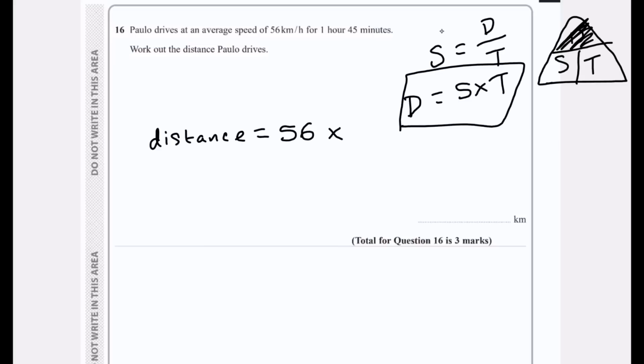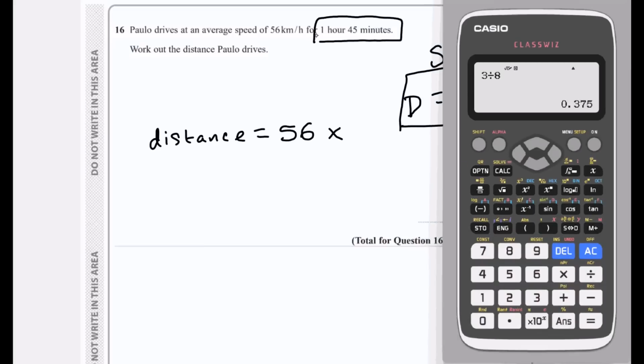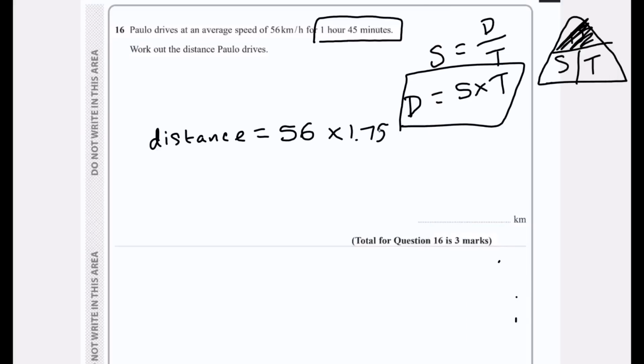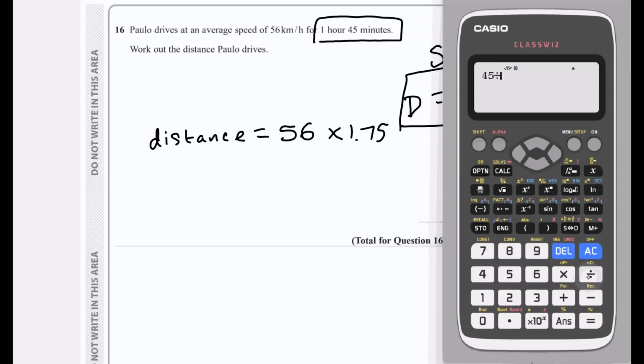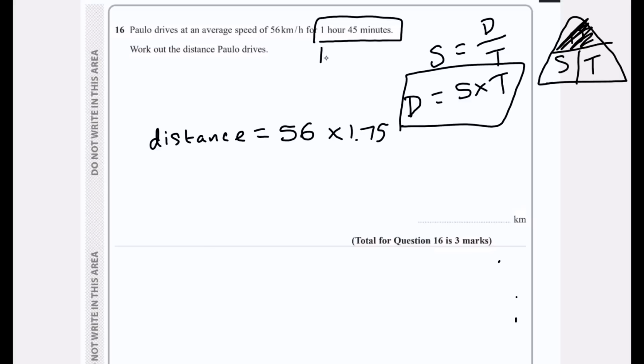I don't want to write 1.45. I want to write 45 minutes as a fraction ideally. Or I could do my 1 hour 45 minutes and change it to a decimal using the time button, 1.75. The other way of doing that, 45 minutes, it's 45 sixtieths of an hour. There are 60 minutes in an hour, which is 3/4 of an hour, 0.75. So 1 3/4 or 1.75.